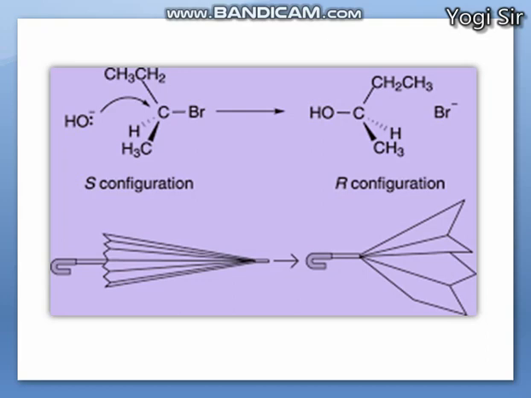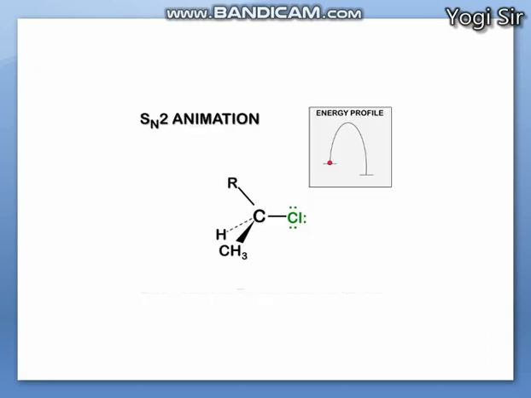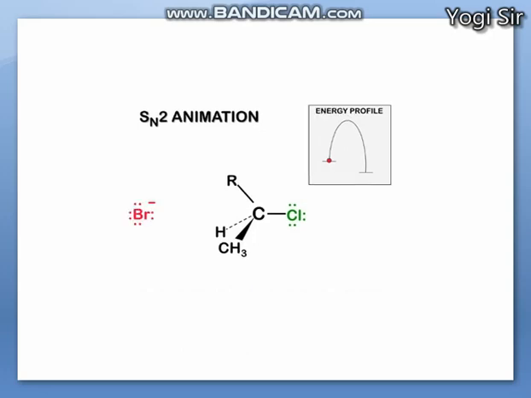So next is one of the important animation type of reaction for SN2 is shown here. You can see there is a chlorine atom, there is an R group, there is hydrogen, and there is a methyl group, and now there is incoming of the nucleophile, that is Br minus. It is attacking on this carbon atom, right?